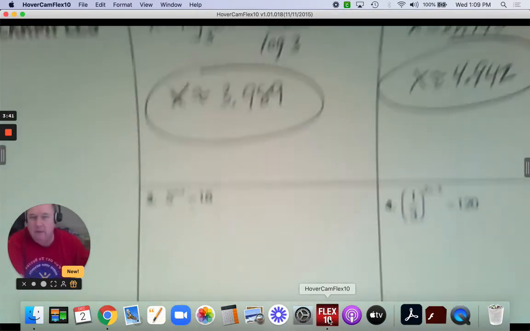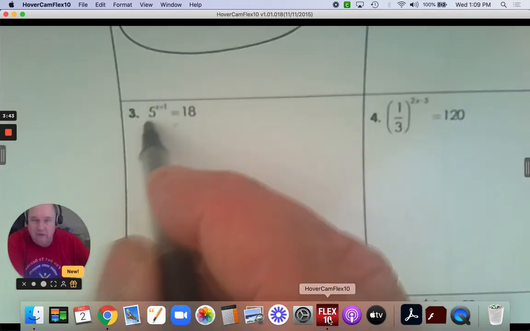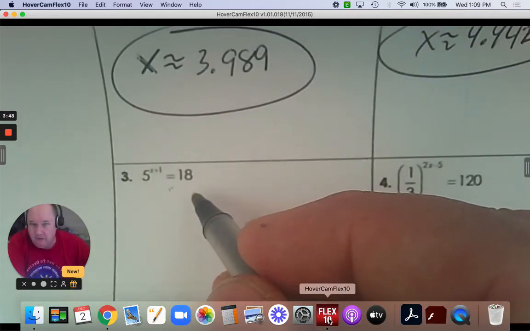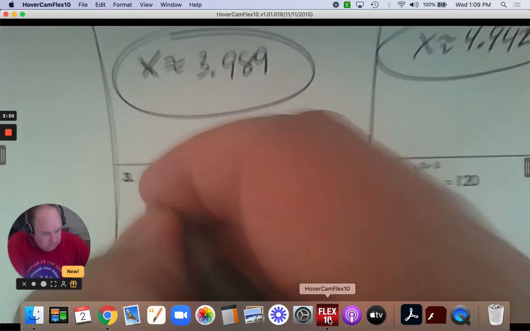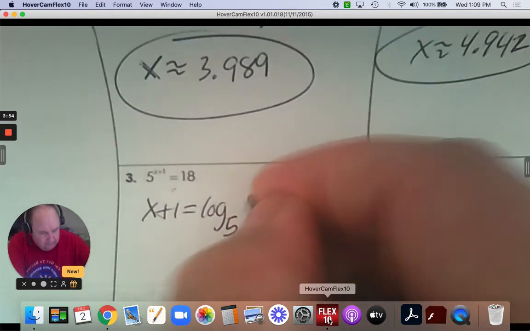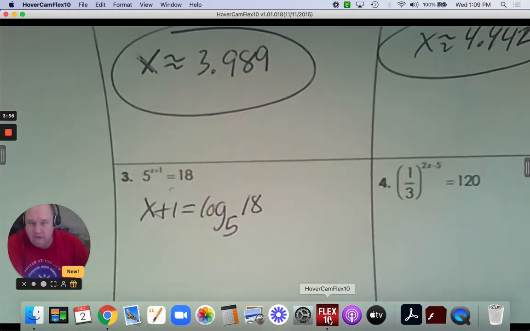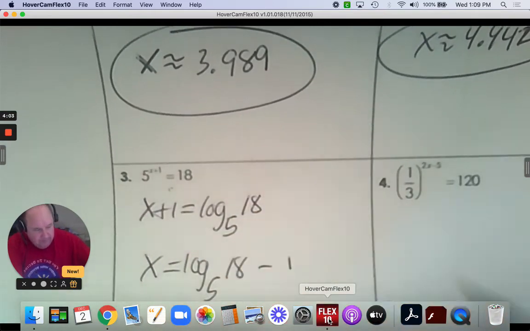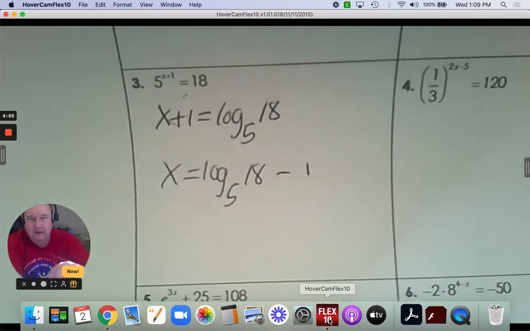All right, let's keep going. I want to solve this. The bases cannot be made the same. So I'm going to write this as a logarithm. The exponent is x plus 1. The logarithm has a base of 5, and 18 is inside it. Subtract 1, and then use your calculator. That's it. So let's type that in correctly.